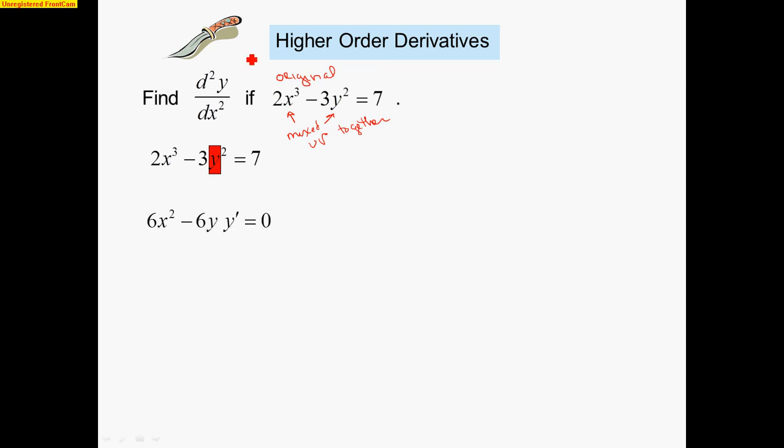So notice that this time I kind of cheated. Well, I didn't cheat, I just used different notation. I took the derivative with respect to x of 2x cubed. That's just bring the 3 down, multiply times the 2x, subtract 1 from the exponent. Done. Minus the derivative with respect to x of 3y squared.